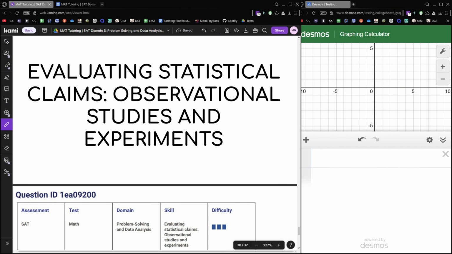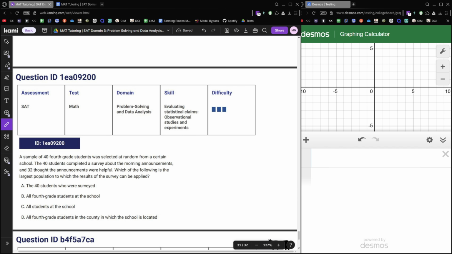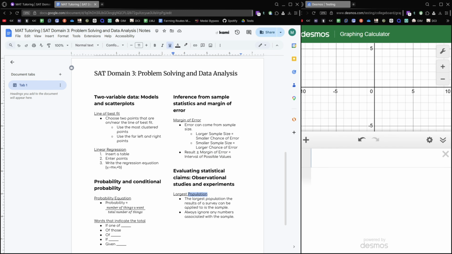Now we're moving on into our last topic, and let's get started with slide number 31. So here they tell us there's a sample of 40 4th grade students and they did a little survey. Then they're asking us for the largest population the results can be applied to. Let's take a quick look at the notes. Whenever you're trying to find the largest population the results can be generalized to, the answer will always be the sample. But here's the thing, you always want to ignore any numbers associated with the sample.